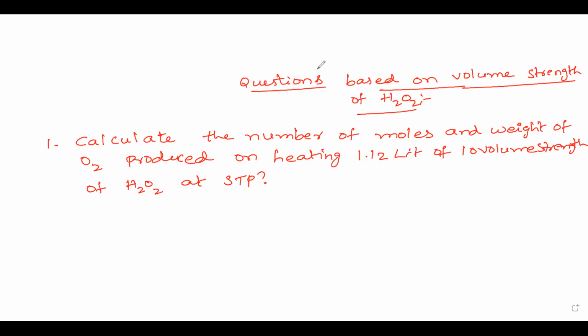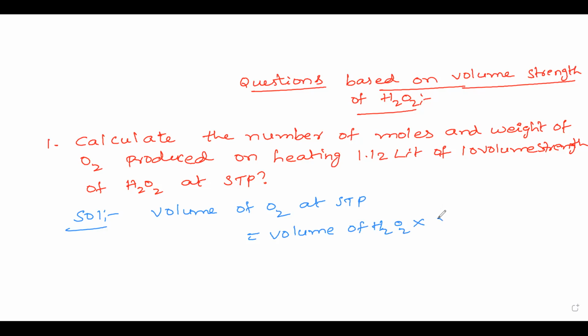Now I'll write the solution for this so that you can understand how you will get questions based on this. So 1.12 liters, 10 volume strength. Here the volume of oxygen gas at STP is equal to the volume of hydrogen peroxide into the volume strength of hydrogen peroxide. This is the formula.